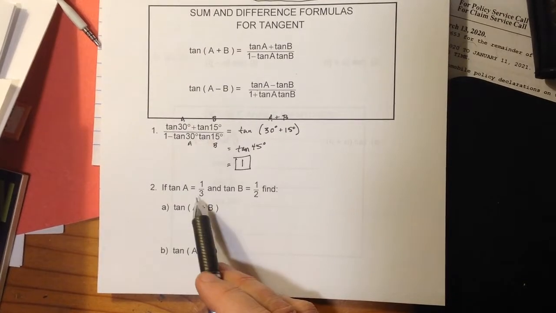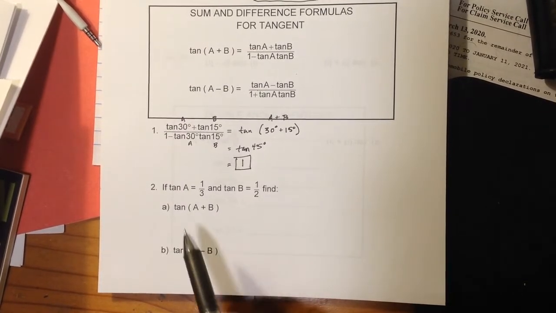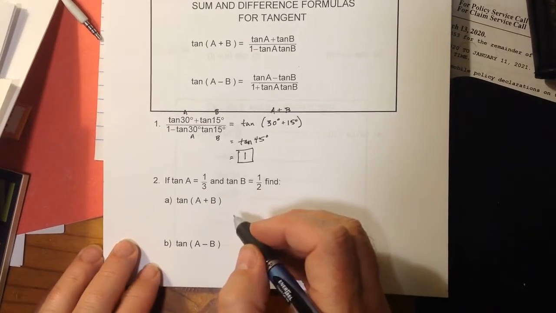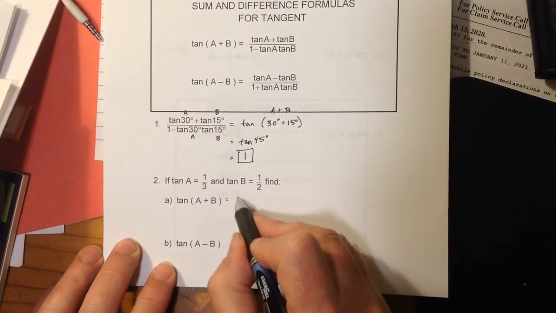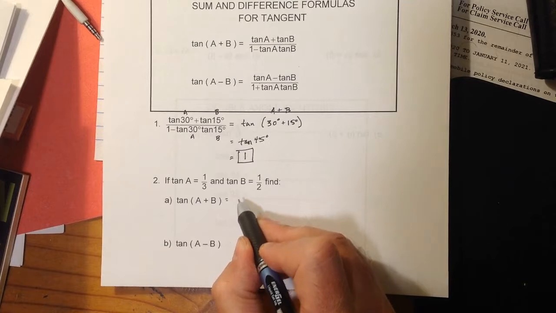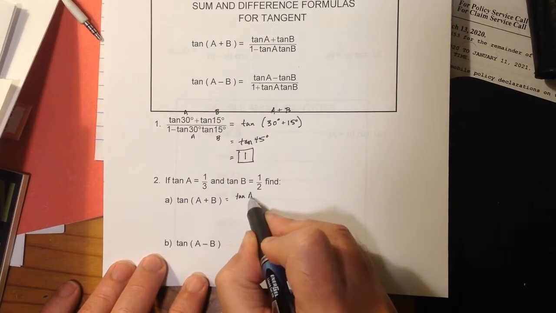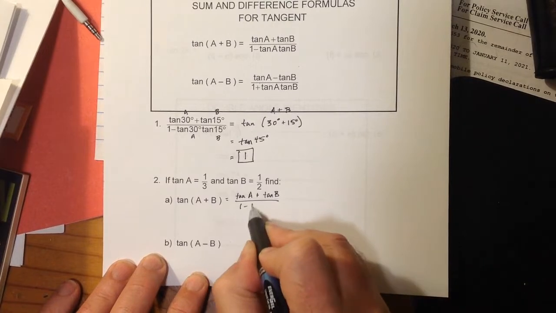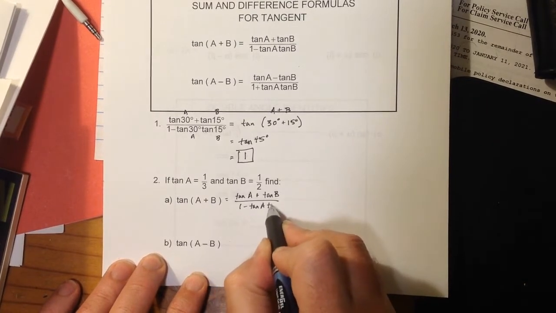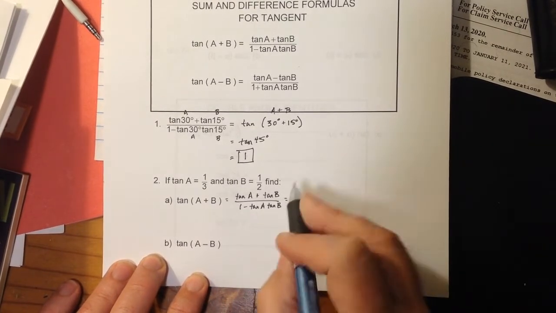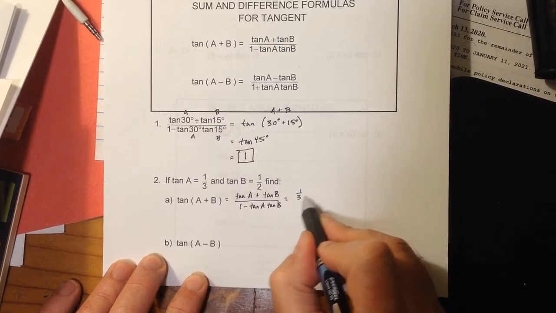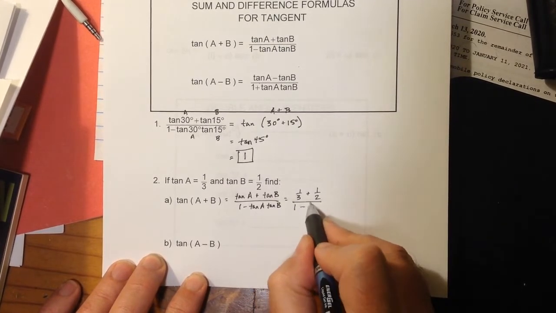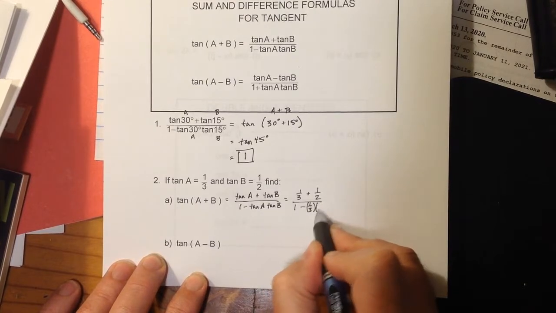If tangent a is equal to 1/3, tangent b equals 1/2, find tangent of a plus b and tangent a minus b. So using our formulas, I'll be real specific here. Tangent a plus tangent b over 1 minus tangent a tangent b. So tangent a we know is 1/3 plus tangent b is 1/2 divided by 1 minus 1/3 times 1/2.